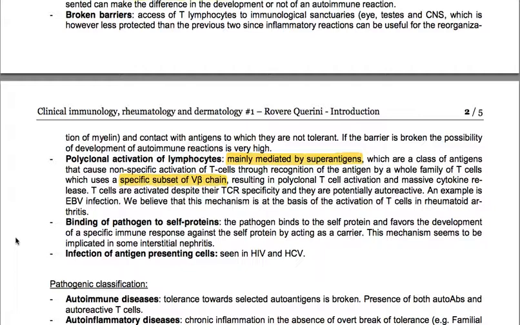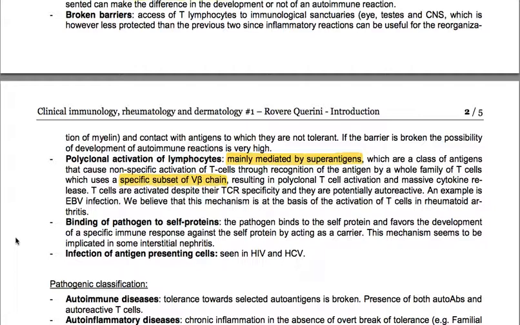Binding of pathogen to self-proteins is another mechanism. The pathogen binds to the self-protein and favors the development of a specific immune response against the self-protein by acting as a carrier. This mechanism seems to be implicated in some interstitial nephritis. We can have infection of antigen-presenting cells, which is seen in HIV and HCV.